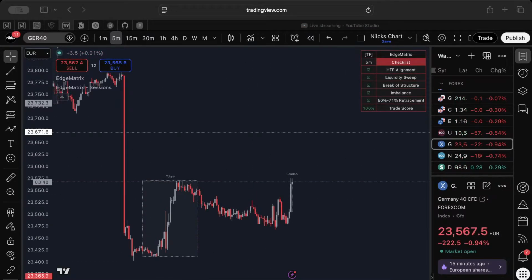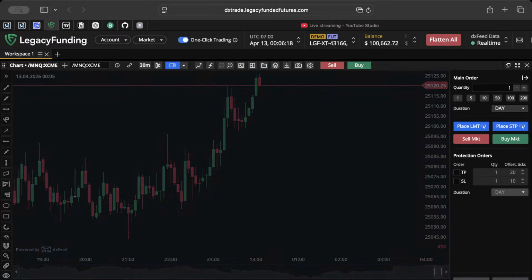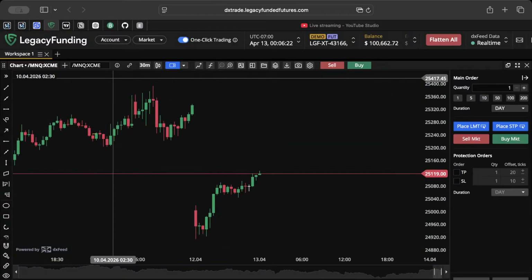Why did your chart show a gap? Because there's a gap. Even on DX trade, there's a gap. It's just a gap in the market.